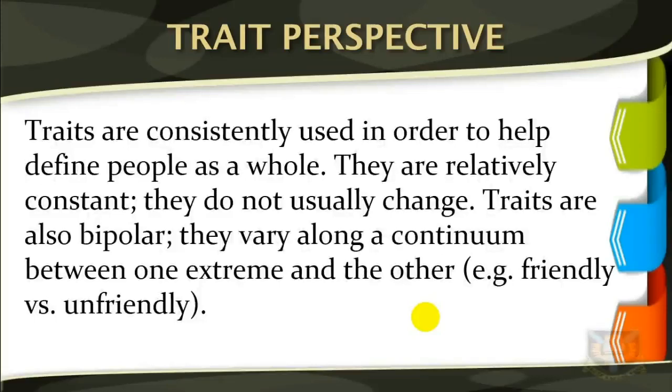Trait theorists generally posit that traits are relatively stable over time. Traits differ among individuals or groups, and traits influence behaviors. Traits are consistently used in order to help define people as a whole. They are relatively constant. They do not usually change. Traits are also bipolar. They vary along a continuum between one extreme and the other, such as friendly versus unfriendly.